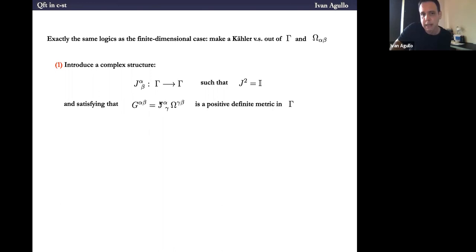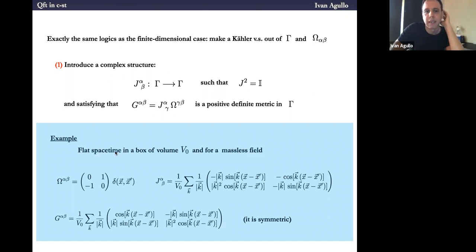And we have a three-out-of-two structure. From any two, you get the other. Example: in flat spacetime, let me put the universe in a box, just for mathematical simplicity, and for a massless field. Then the metric takes this form. The complex structure takes this form, and the symplectic structure. I will tell you later on how to compute this. I want to show them so you remember they are functions of x and x prime, and they have four components because you have field, momentum, and momentum, field.